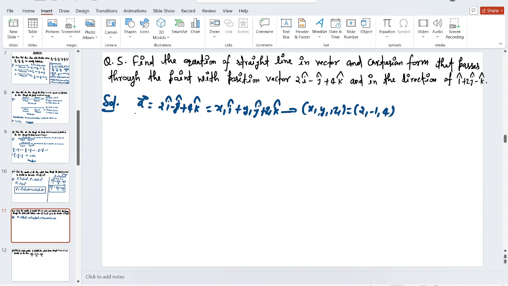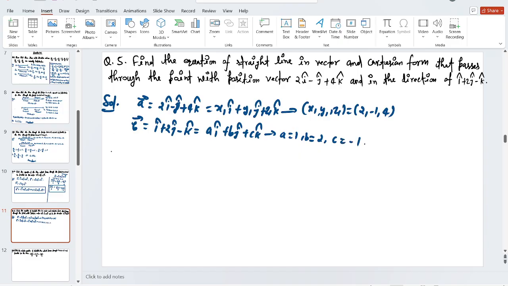And this is parallel to this vector. This is vector b. What is this? This is i cap plus 2j cap minus k cap. So it is a i cap plus b j cap plus c k cap. Okay, so what is a here? The coefficient of i cap, a equal to 1. And what is b? The coefficient of j cap, this is equal to 2. And what is c? The coefficient of k cap, this is equal to minus 1.